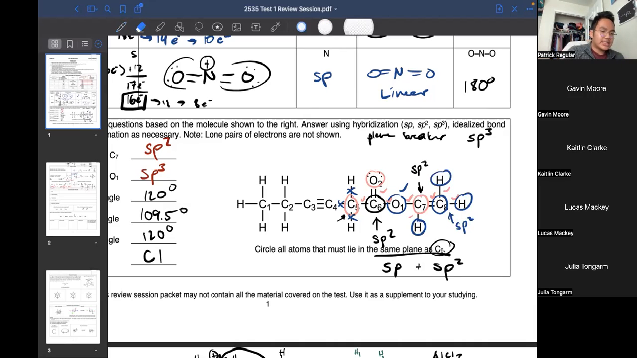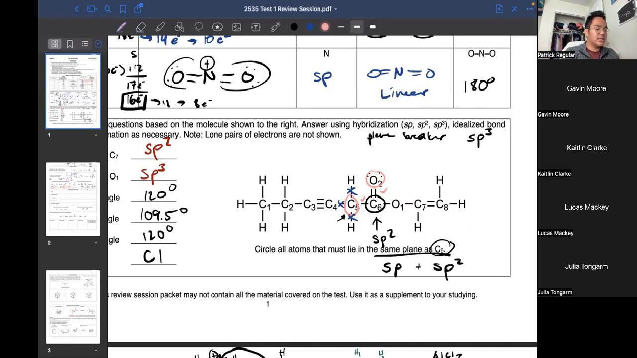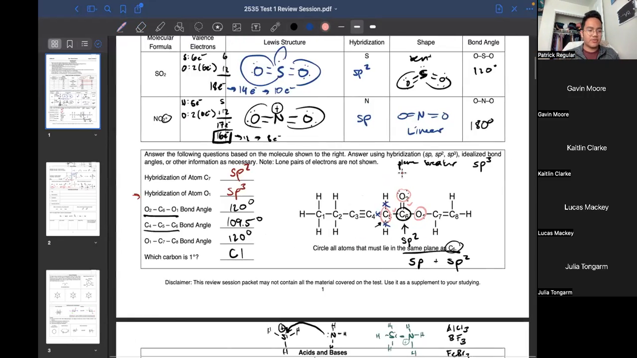However, this is not how the question was designed. O1 is an sp3 hybridized oxygen. So everything that's connected to the oxygen is not in the same plane, just that one oxygen. Does that cover everything? Or any questions regarding this?